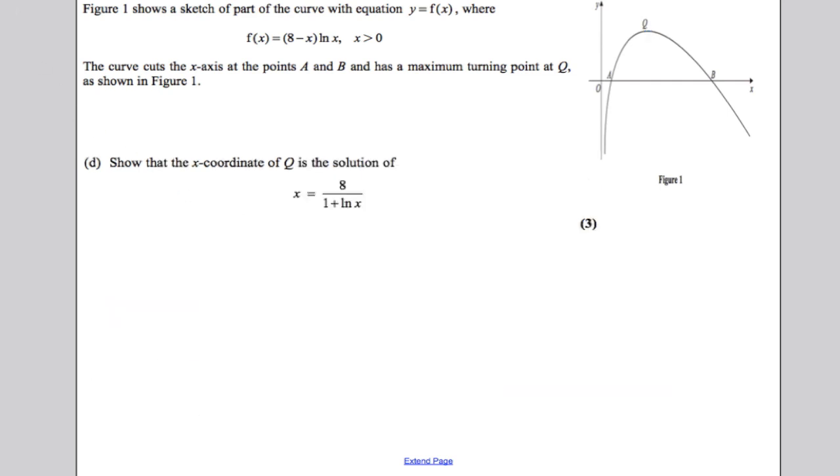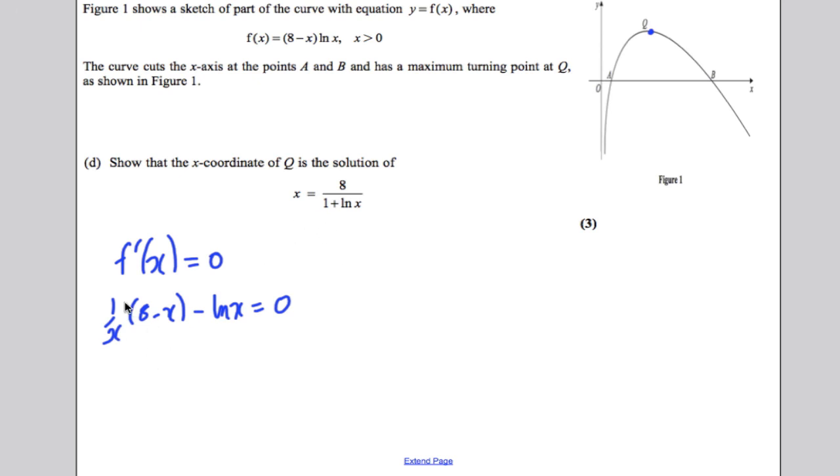Part C shows the x-coordinate is a solution of the following equation. Now, this coordinate here is the solution of the equation f dash x is equal to 0. Now, f dash x we've previously shown is 1 over x multiplied by 8 subtract x, and then subtract ln x is equal to 0. So we want to rearrange it in this form here.